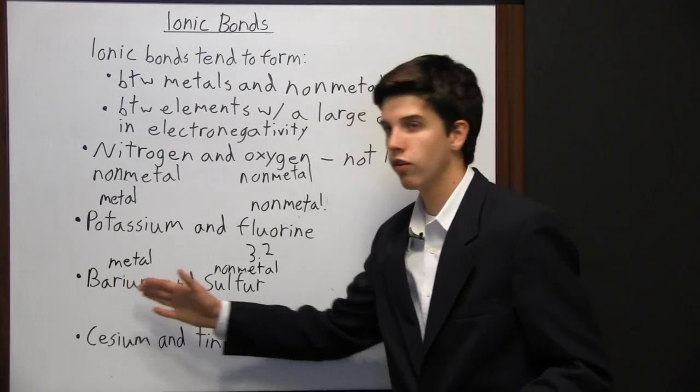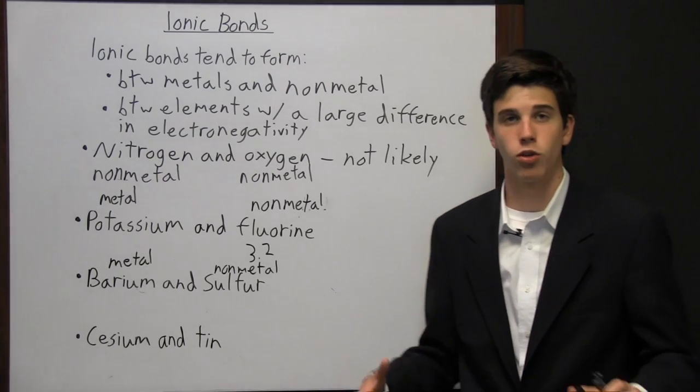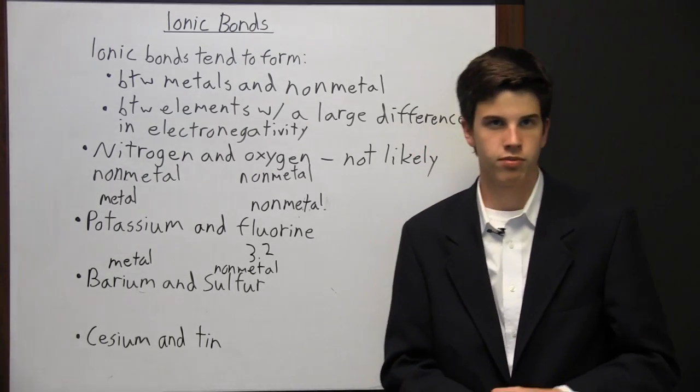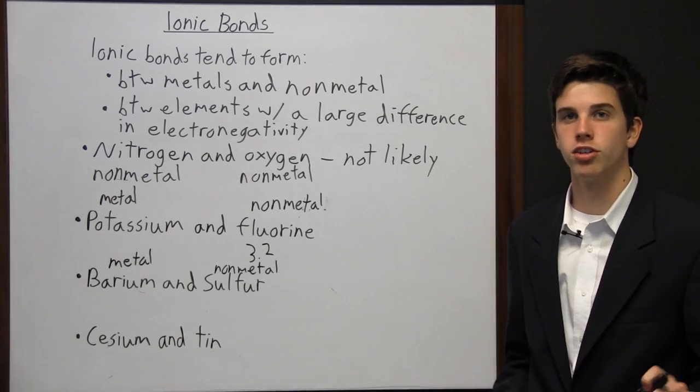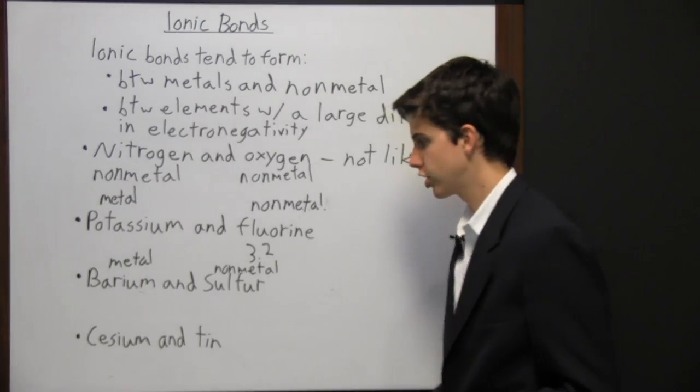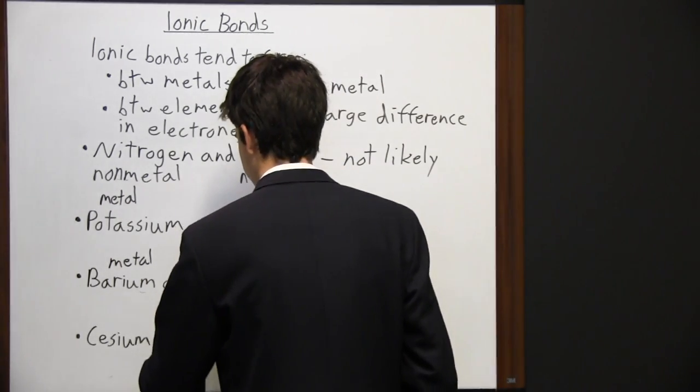So here we have a metal and a nonmetal. We're doing good so far, so they're likely to form ionic bonds, specifically barium sulfide. And in addition to that, their electronegativity difference is moderately large at about 1.6.